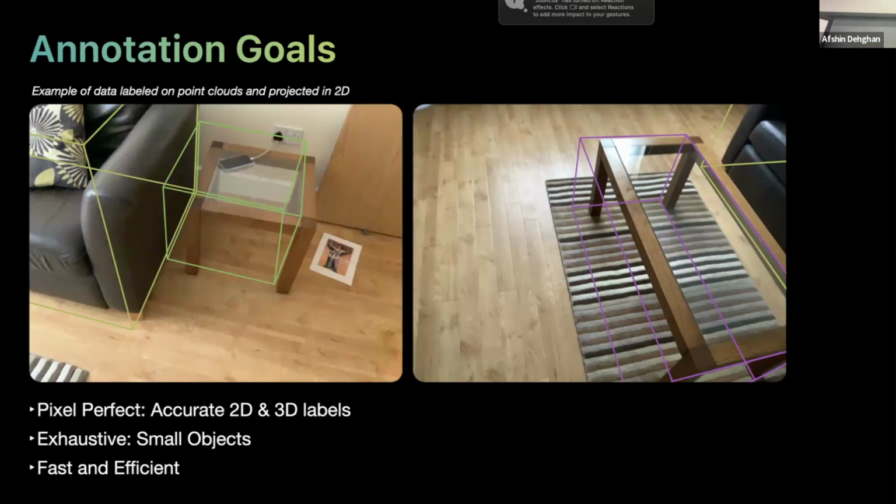So we were also very interested to see how much we can elevate RGB and have an RGB-first kind of 3D object detection. So the first thing we had to address was to fix some of these labeling issues. We wanted labels that are pixel-perfect, accurate 2D and 3D labels. We wanted them to be exhaustive. Basically, we wanted to push and have all these small objects there, and we wanted it to be fast and efficient, because it takes a long time to label these objects, so we had to innovate.